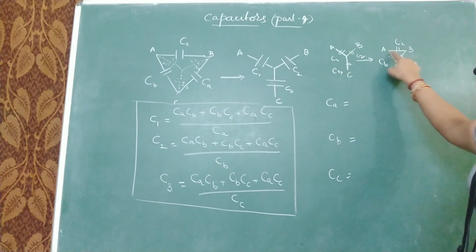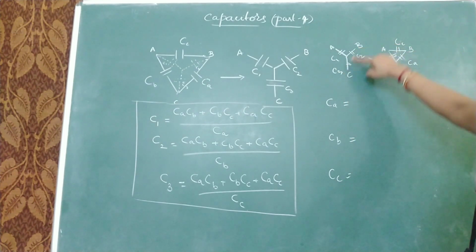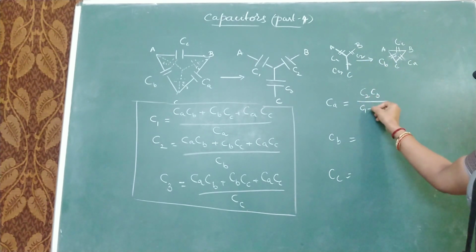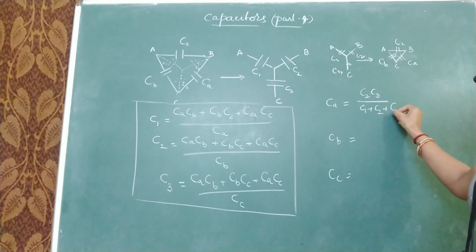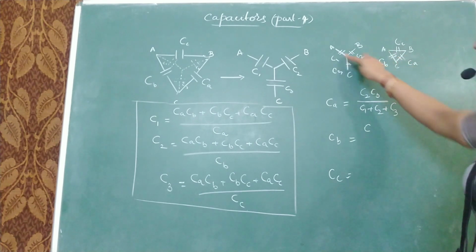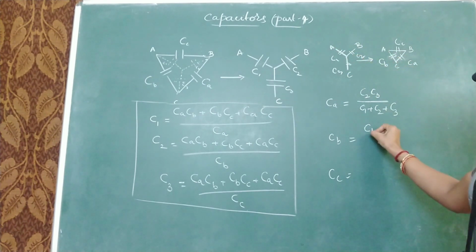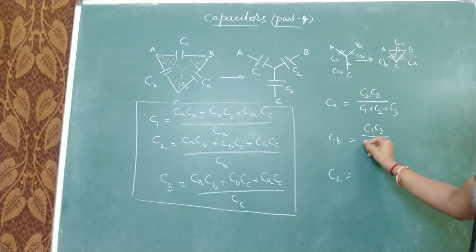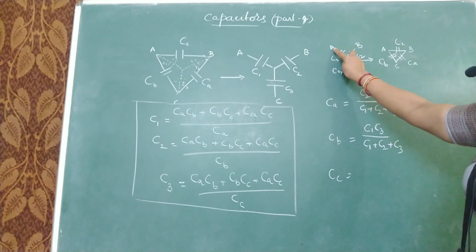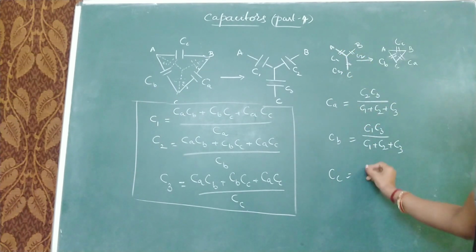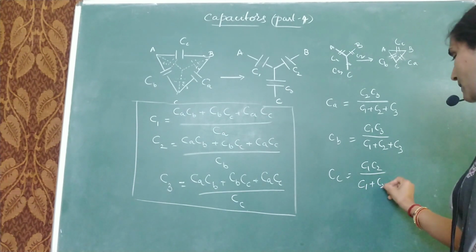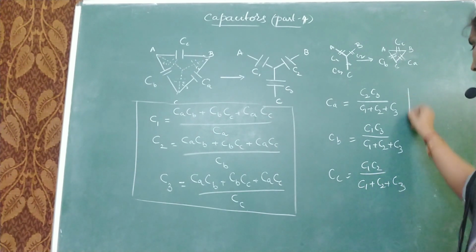Okay, to get CA, since CA is between B and C, it is a product of these two. C2 into C3 by C1 plus C2 plus C3. And similarly, what was the formula for CB I told you? Since CB is between 1 and 3, C1 into C3 divided by C1 plus C2 plus C3. And for CC, for this capacitor between 1 and 2, C1 C2 divided by C1 plus C2 plus C3.